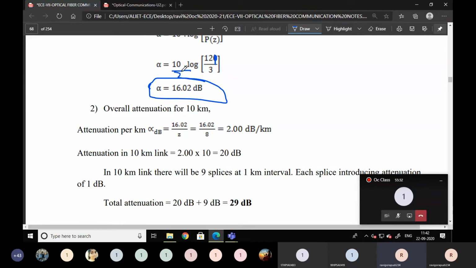Any manner you can take. First you can find overall attenuation 10 log P of 0 by P of Z, and attenuation per kilometer is 16.02 by 8, and attenuation for 10 kilometer is that multiplied by 10. Per kilometer 2 dB per kilometer, and for 10 kilometers you'll get 20 dB.